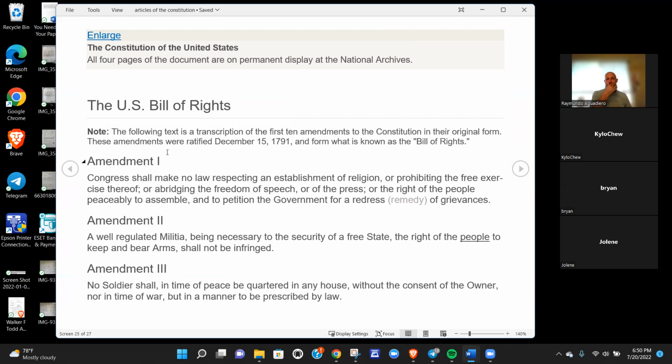So Congress can't make a law respecting an establishment of religion or prohibiting the free use of their religion, or abridging the freedom of speech, freedom of the press, freedom to peacefully assemble, and the freedom to ask the government for remedy of grievances. I think that's an interesting one. We can petition the government for a remedy. They're already wanting us to ask for help.